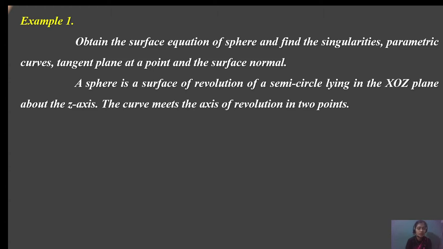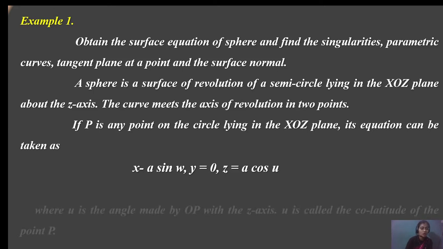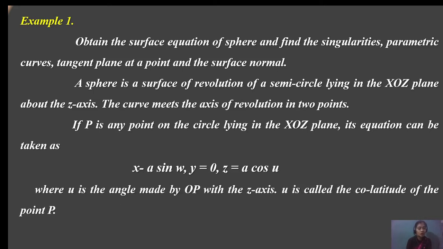A sphere is the surface of revolution of a semicircle lying in the XOZ plane about the z-axis. The curve meets the axis of revolution at 2 points. If point P is any point of the circle lying in the XOZ plane, its equation can be taken in the form x equals a sin u, y equals 0, and z equals a cos u, where u is the angle made by OP and the z axis. u is called the co-latitude of the point P.